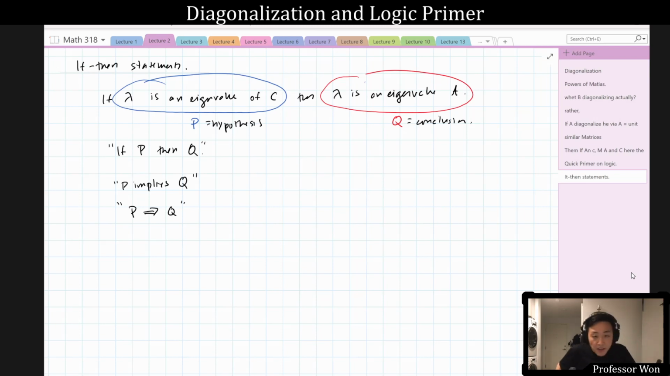Very often in this class, we'll ask you to argue why, or show why, or justify why, if lambda is an eigenvalue of C, then lambda is an eigenvalue of A. And there are some very standard techniques. Here's the first technique. The first technique is called the direct method. To show if P then Q, you assume that P is true and show that Q must be true.